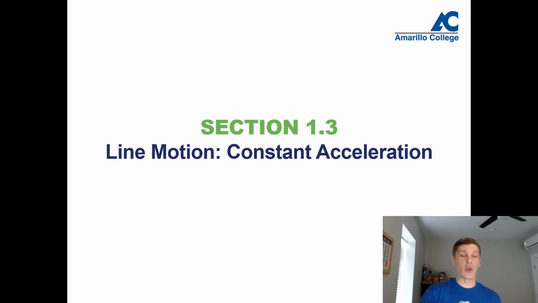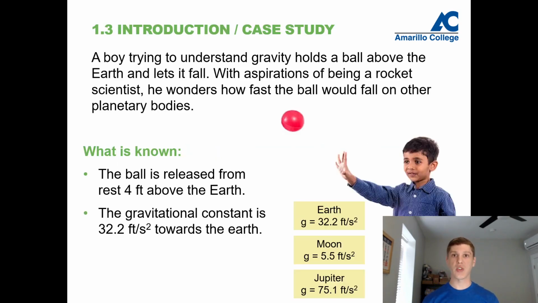And if we integrate a linear relationship, we should end up with a quadratic equation for position. Okay, so our introduction case study is a boy trying to understand gravity, and he holds a ball above the earth and lets it fall. With aspirations of being a rocket scientist, he wonders how fast the ball would fall on other planetary bodies.